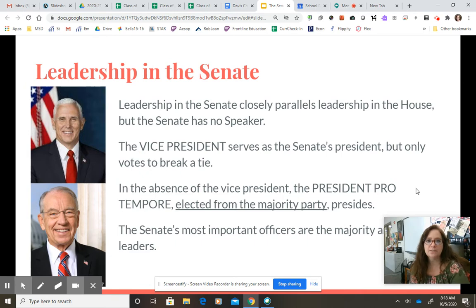In the Senate, the vice president is actually the president of the Senate. However, being the vice president, he will only vote if there's a tie. So if 50 senators vote one way on a bill and 50 vote another way, he'll come in and break the tie. If the vice president isn't there, the president pro tempore is elected from the majority party, which is Republicans right now. They lead the Senate. And right now it's Chuck Grassley. And those are pictures of Pence and Grassley there.